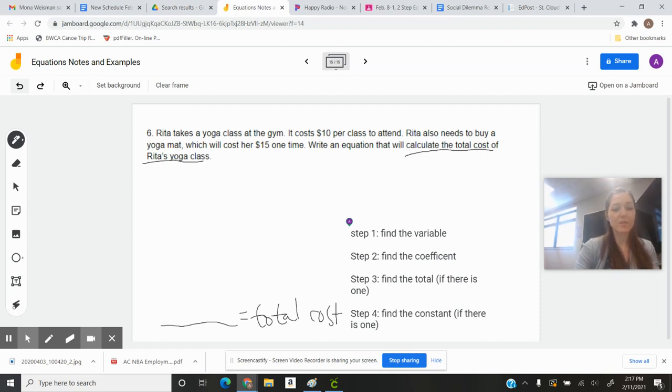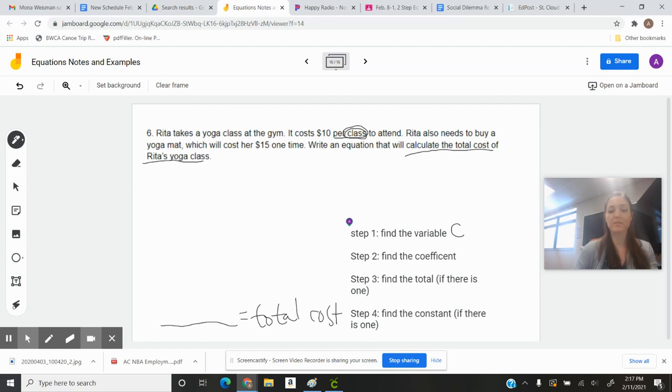So Rita takes a yoga class at the gym. It costs $10 per class. Okay. And let's just do a check in our brains. Can she change the amount of classes that she takes? Absolutely. Right? She could take one class, she could take 5 classes. She gets to decide how many classes she takes. So I'm just going to put C for class.